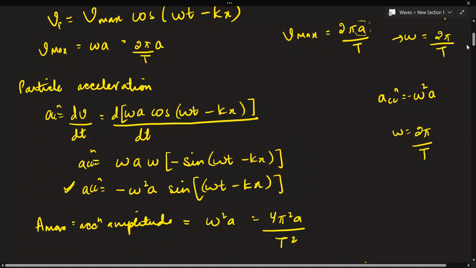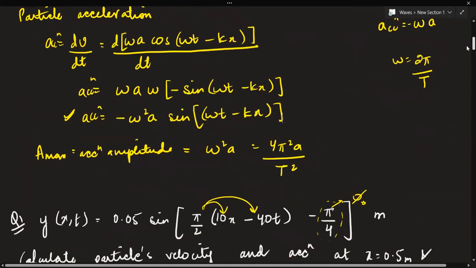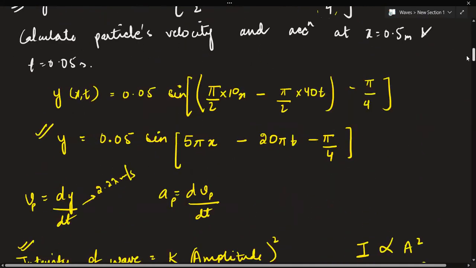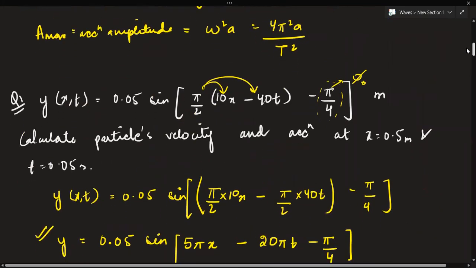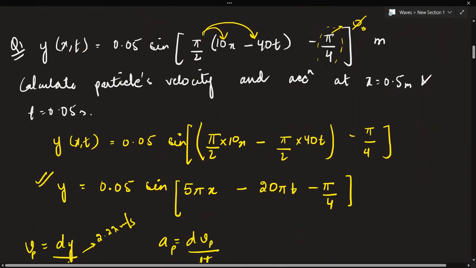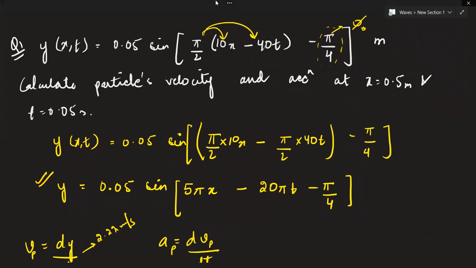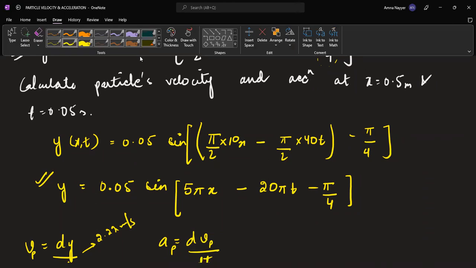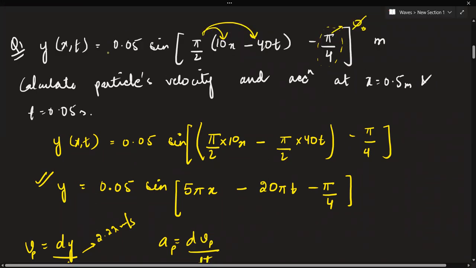So this is the particle acceleration. I have all the solutions with me. This is a very basic example question: y equals 0.05 sin(pi by 2 times (10x minus 40t) minus pi by 4). One thing, just tell me what this is.